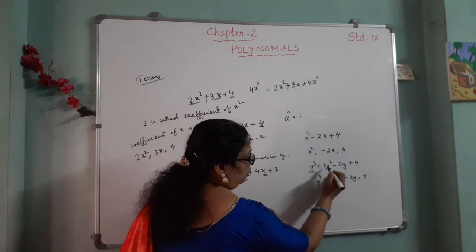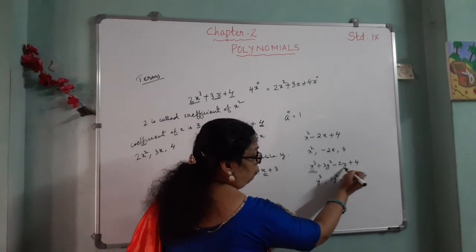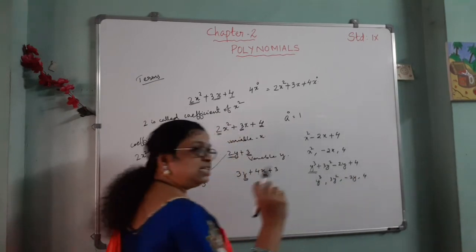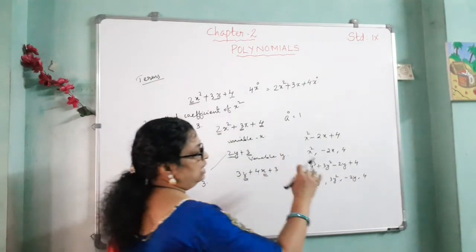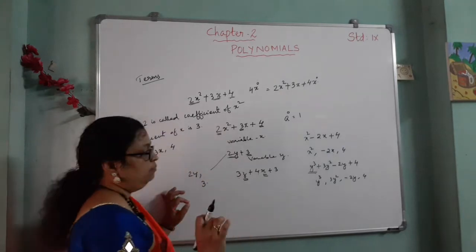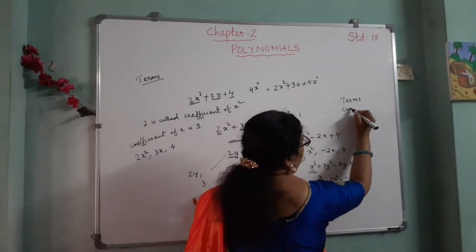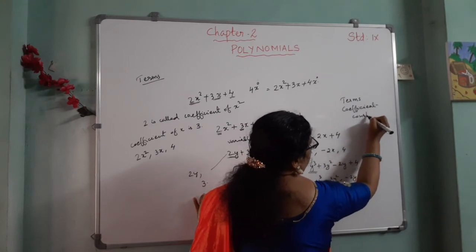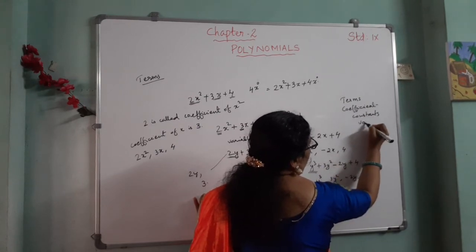Here the coefficient of y square is 3. Coefficient of y is minus 2. And here the constant term, that is x raised to 0, is there. That is x raised to 0 is equal to 1. Now we know terms, then coefficients, constants, then variables.